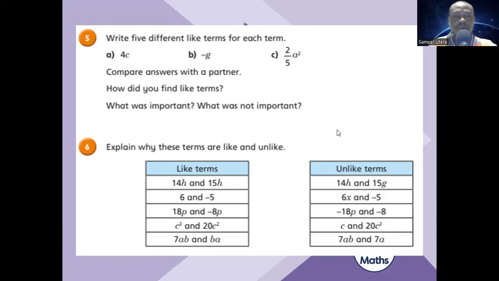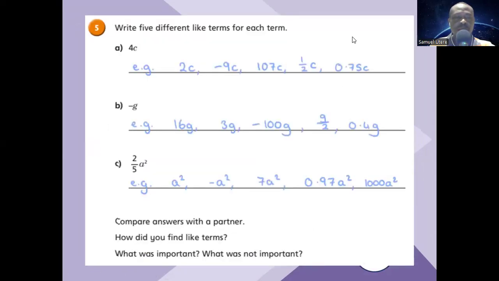Okay, assuming you've paused the video and you've worked hard on this, here are the answers. Let's discuss them. Here, you're asked to write 5 different like terms for each term. By now, you should know how to write like terms. You just need to make sure that you have the same letter and the same power. That's all you need to satisfy. You can write whatever you want.